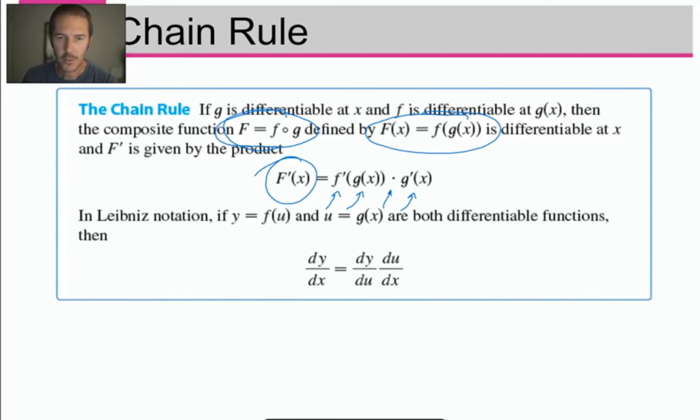Leibniz notation tells us the same thing. We've got dy du. It's with respect to u because in Leibniz notation, u is the inner function. And then afterward, we are still multiplying by the derivative of the inner function u with respect to x.